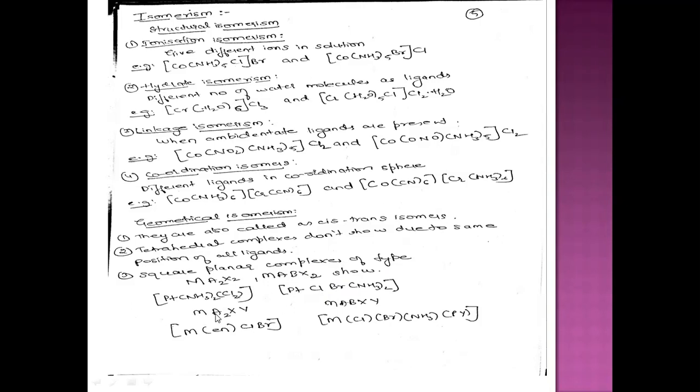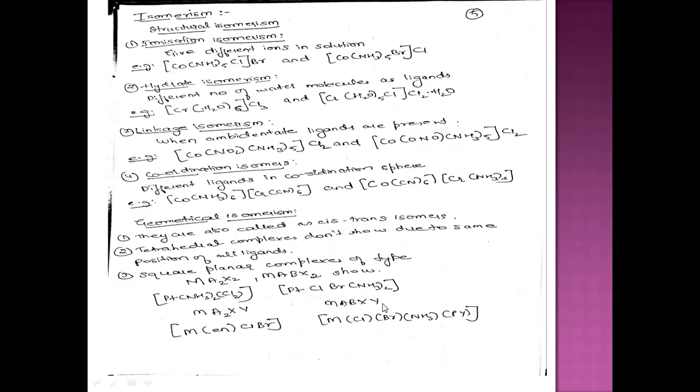Next, comes MA2XY. A2 here, it is AA. It means you are taking a didentate ligand. You know that in a didentate ligand, at a time 2 bonds can be formed. So 2 out of 4 coordination sites are acquired by 1 didentate ligand, and chlorine, bromine. Here also you can write what? Cis and trans isomers.